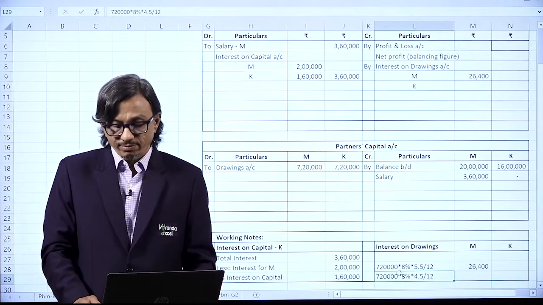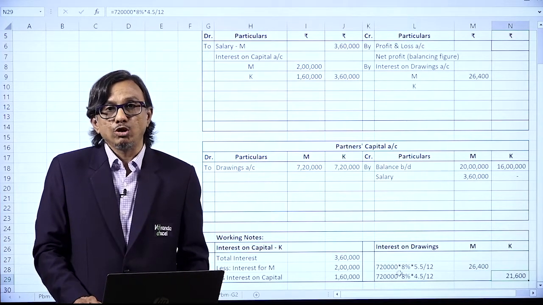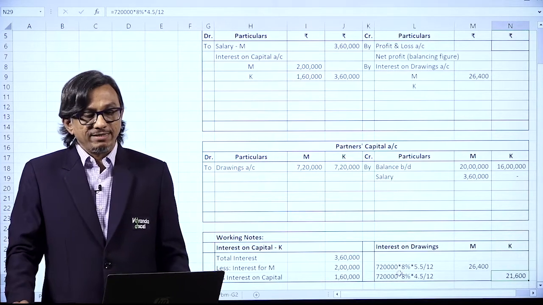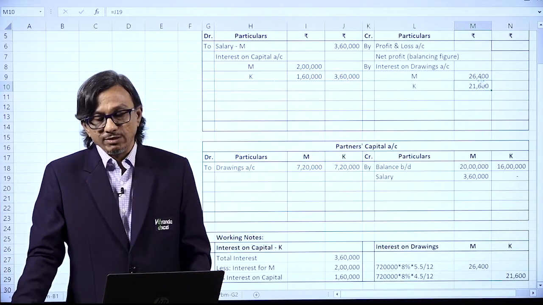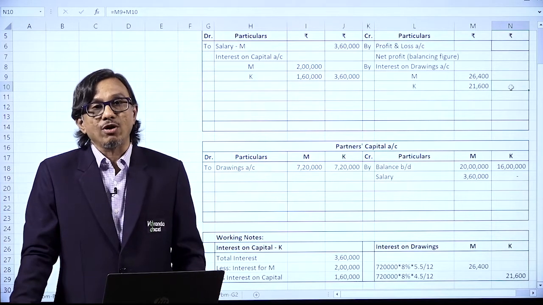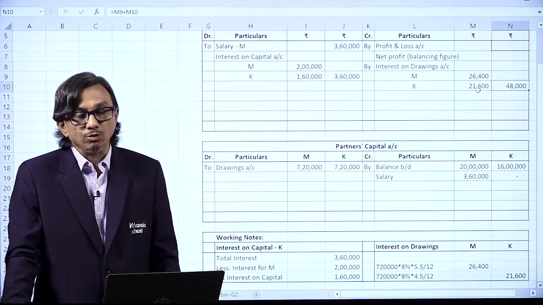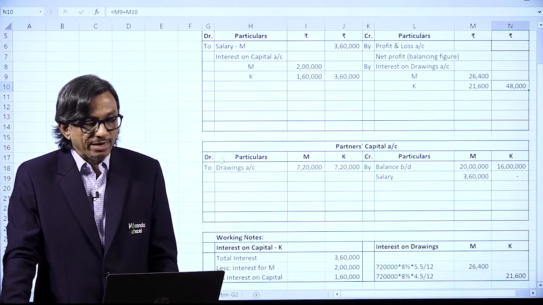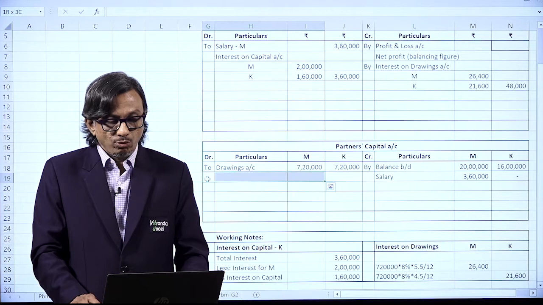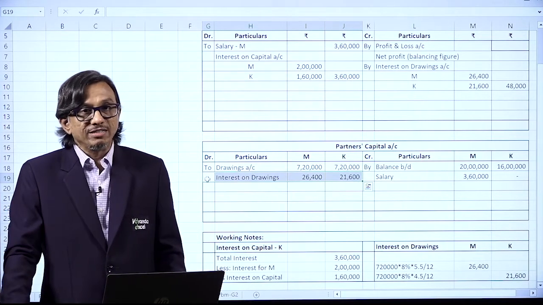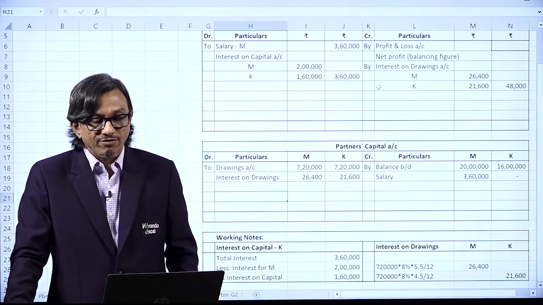7,20,000 into 8% into 4.5 by 12, that is equal to 21,600. Hence, the interest on drawings for K will be 21,600. So now we have determined the interest on drawing for M and for K. The total is 48,000 rupees. This interest on drawing is to be debited to the partner's capital account. So debit interest on drawings, 26,400 to M, 21,600 to K. So we have filled up this also.